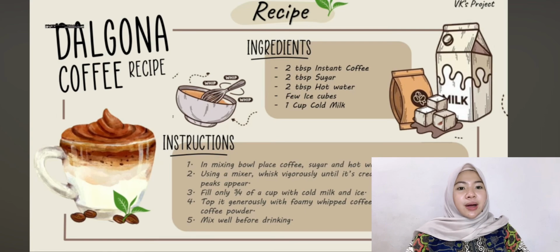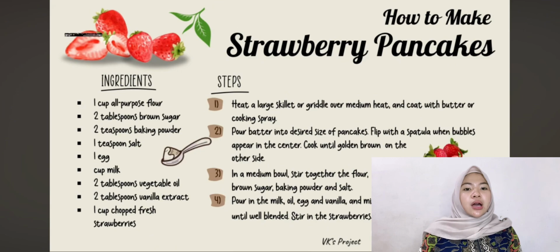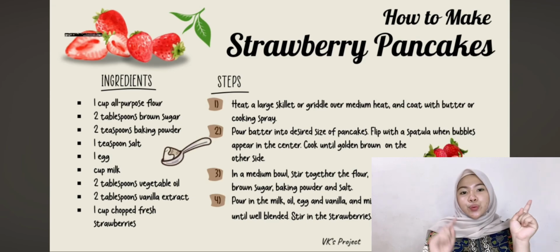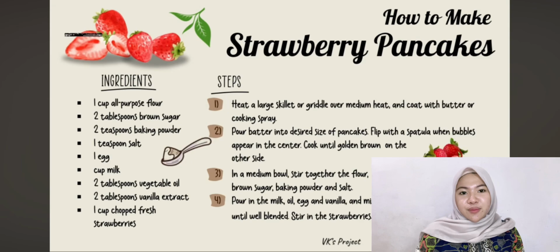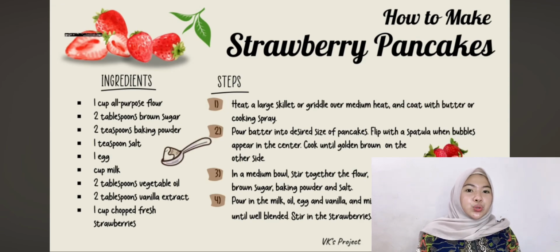Now, let's look at the examples. We can find procedure text in a recipe. If you find a recipe text and it has steps like 1, 2, 3, 4, and 5, this part is called step. That's why a recipe is a procedure text. Another example is how to make strawberry pancakes. From the title, we can see how to make. There are steps written in order 1, 2, 3, and 4. Because it has clear steps, this text is also a procedure text.